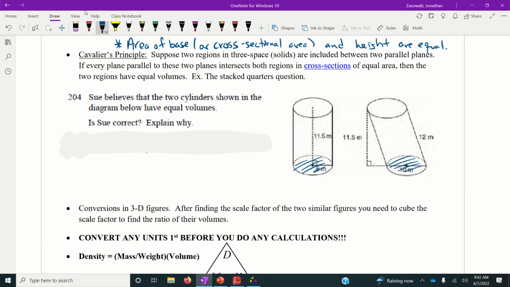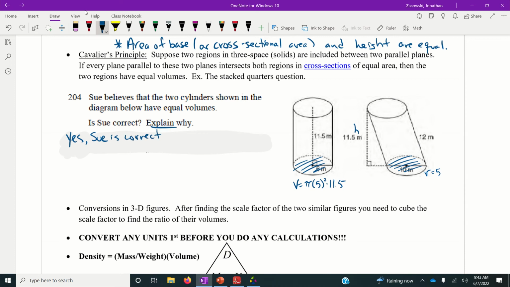So you can actually calculate the volume here. It's pi times r, which is 5 squared, times 11.5. And here, because the diameter is 10, the radius is still 5, and the height is not the side length because it's leaning, it's oblique. We use this as our height. So it still has the same radius and the same height. So we can say yes, because remember it says, is she correct? We have to say yes, okay?